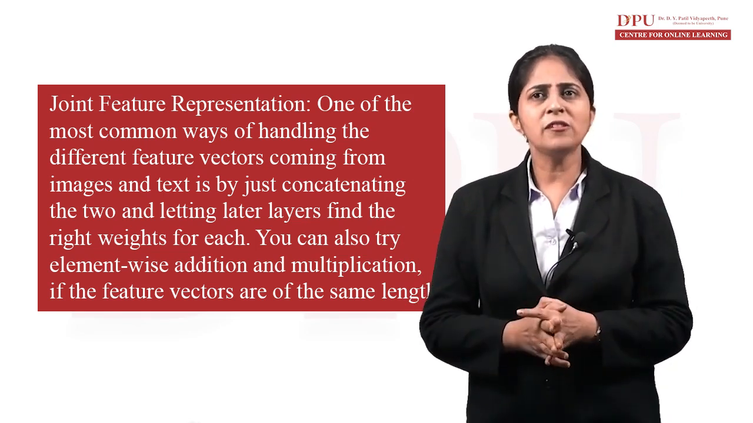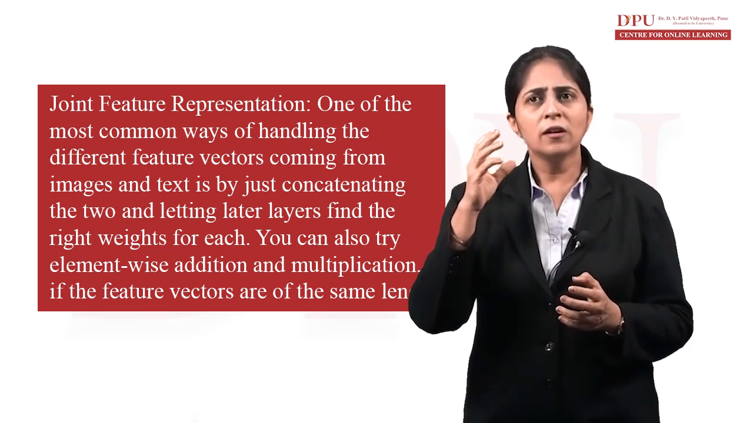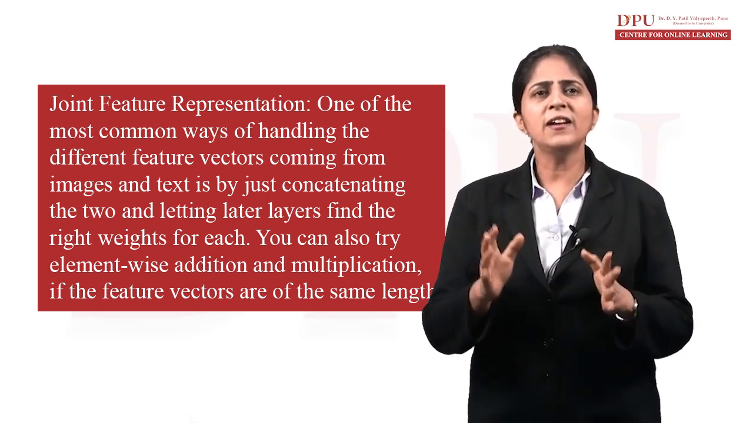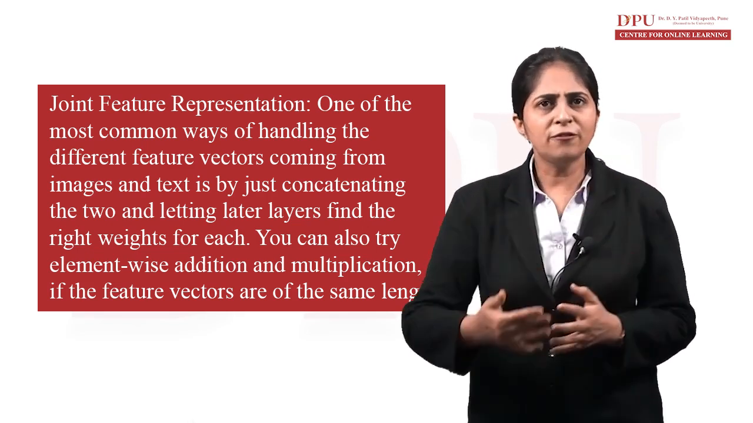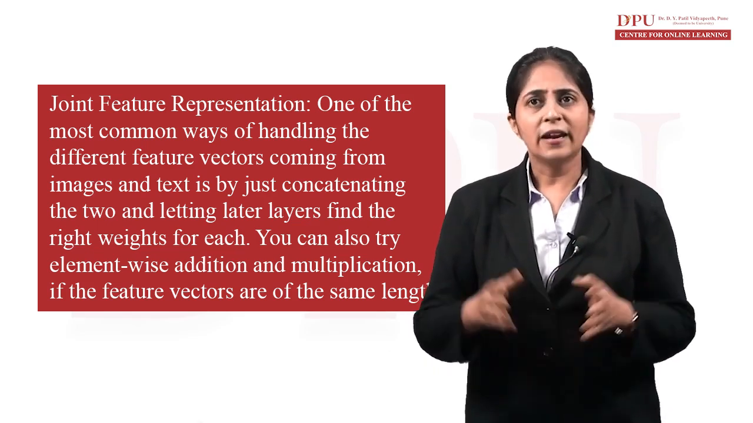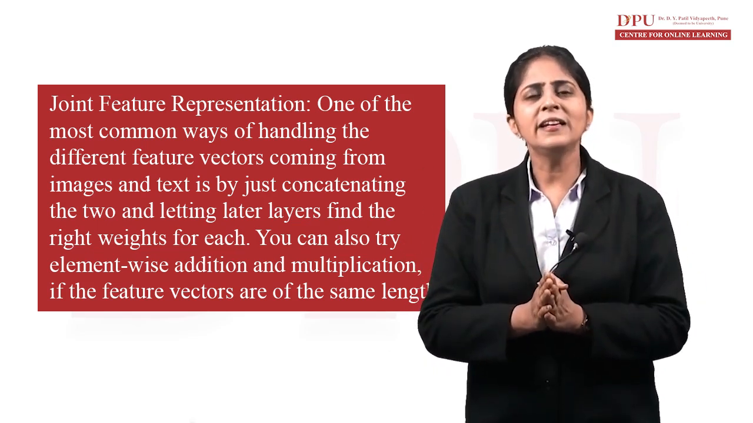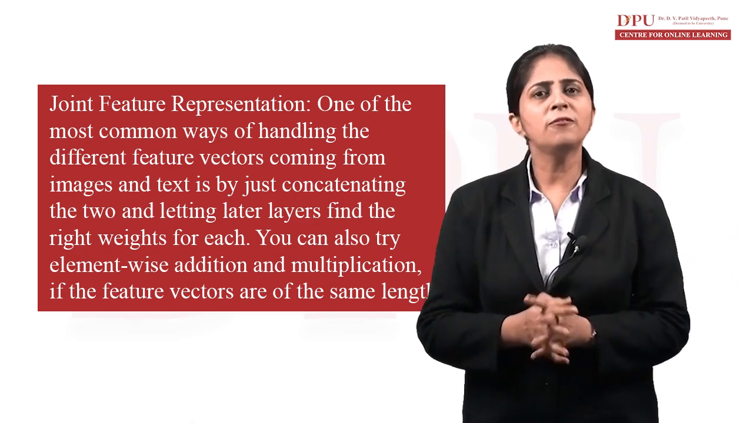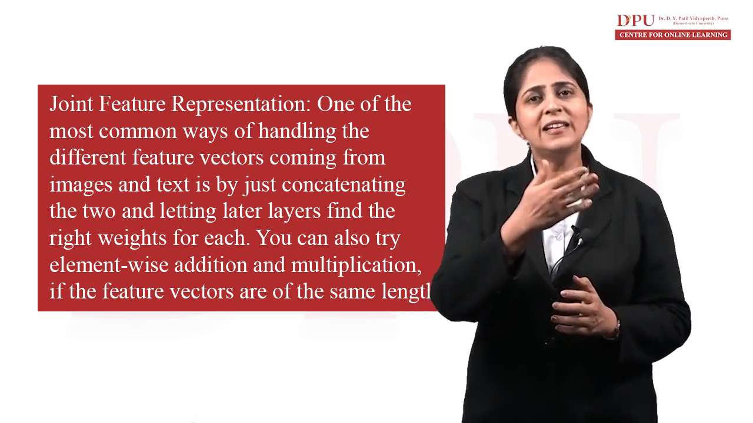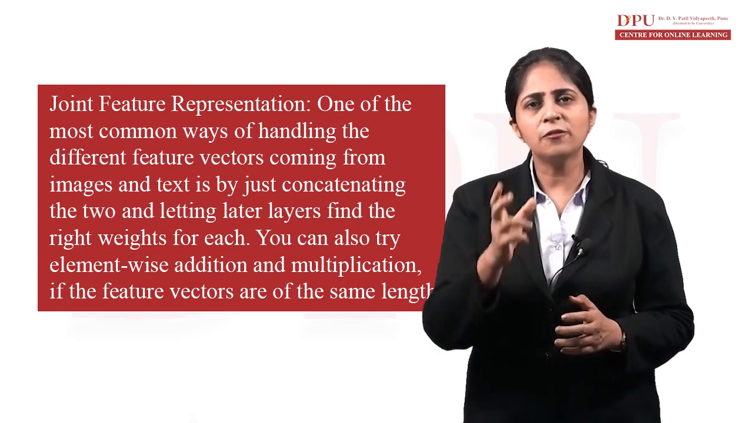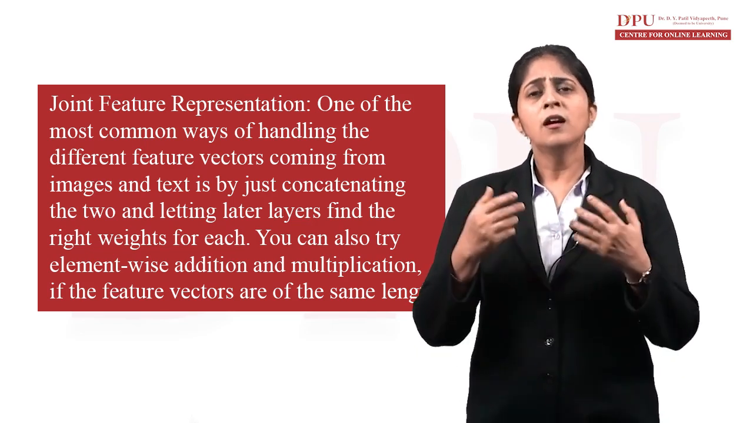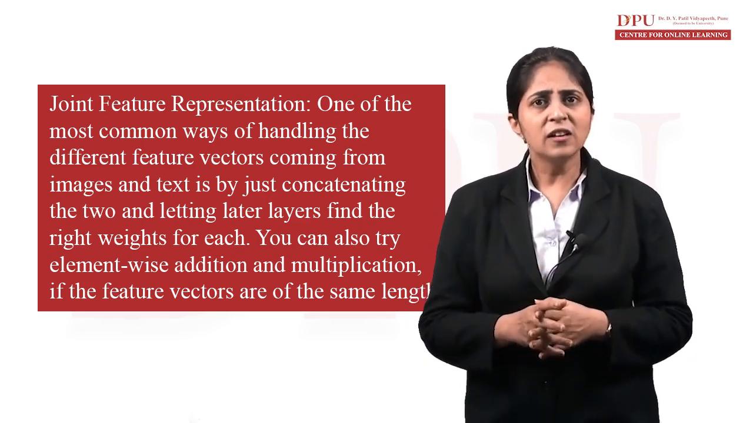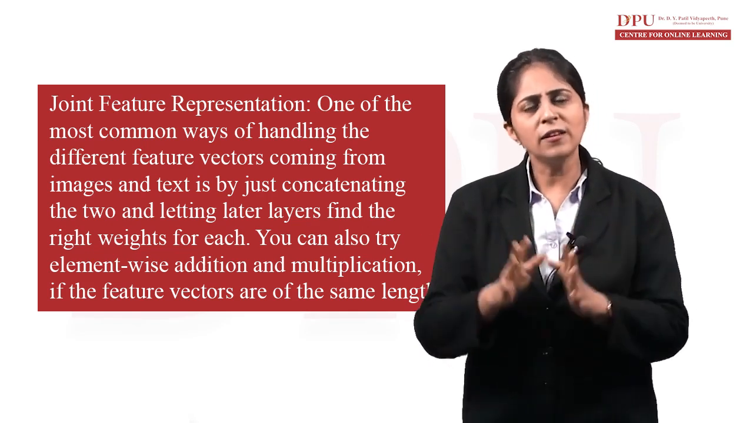So one of the common ways of handling the different feature vectors that are coming from the images and text is by concatenating these two and letting the later layers, since we have a number of layers in our neural network, find out the right weight for each. We can also try element-wise addition or multiplication if the feature vectors are of the same length.